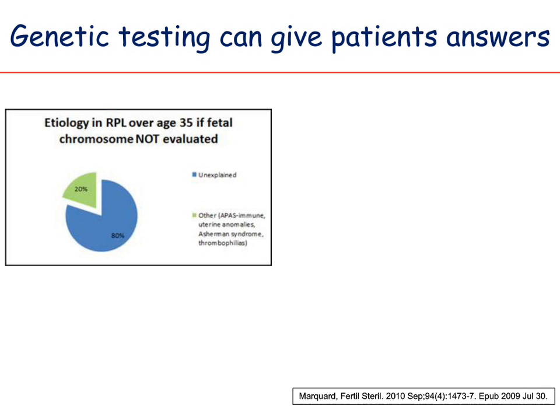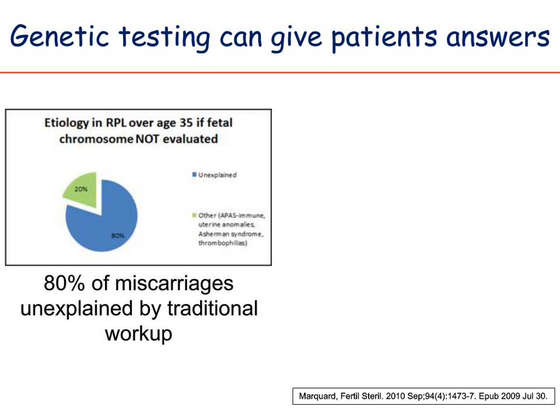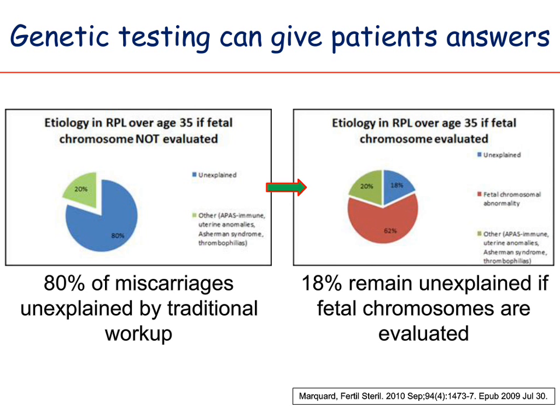So again, genetic testing can give patients answers, and I like this information that comes from the Fertility and Sterility paper in 2010 that shows that 80% of miscarriages remain unexplained if you do not offer some type of testing, or karyotype or chromosome testing. And if you actually look at the chromosomes, only 18% remain unexplained once you have done a fetal karyotype. And as I showed you, that may even be higher in certain circumstances. Between 60 and 70% of miscarriages can be attributed to chromosome abnormalities.